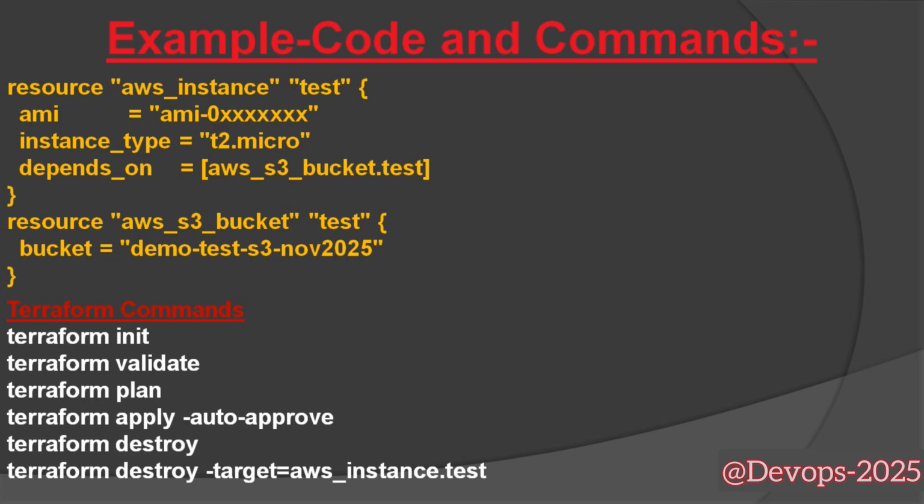If you ever want to delete a specific resource, use terraform destroy with -target equal to aws_instance.test. Like this we have to give it. So let's say if you delete the parent, both the parent and child get deleted. If you delete only the child, only that resource gets deleted safely. This is where Terraform really helps us manage the infrastructure provisioning smoothly.